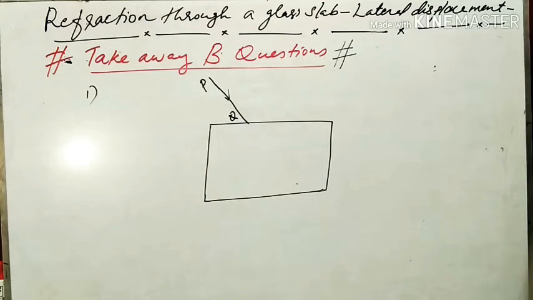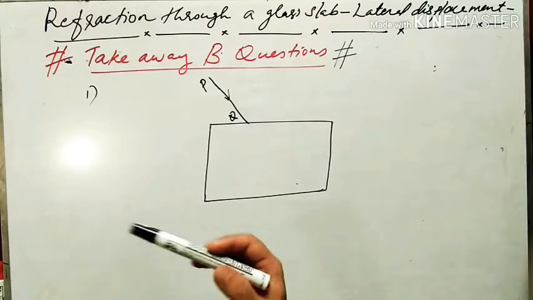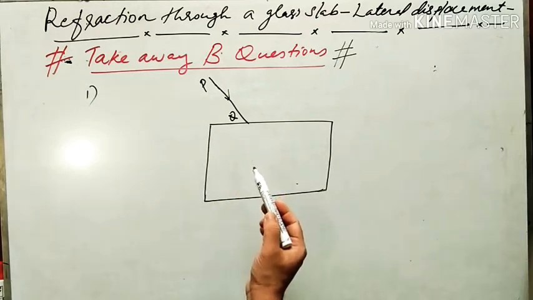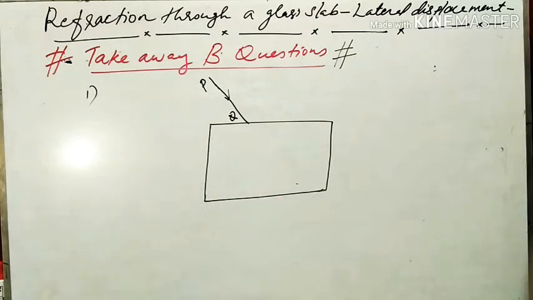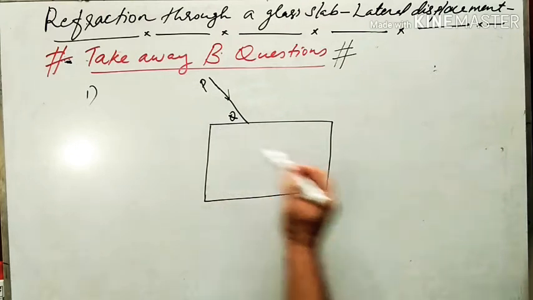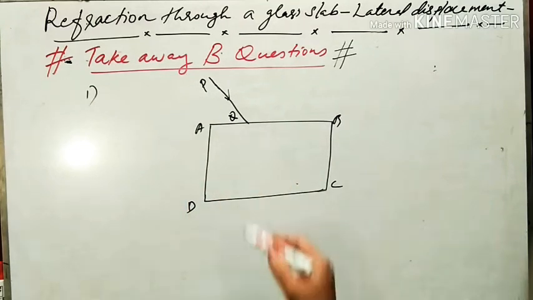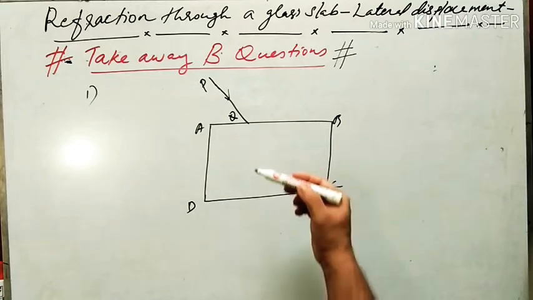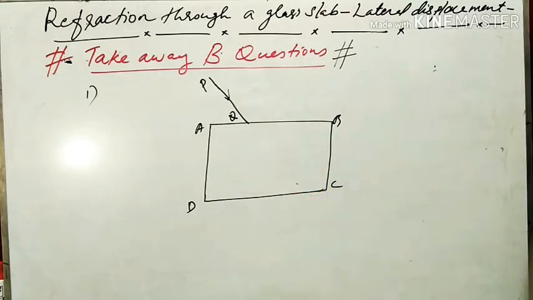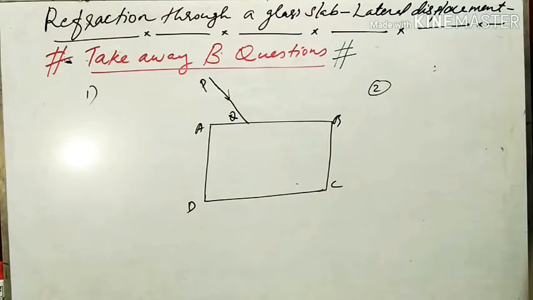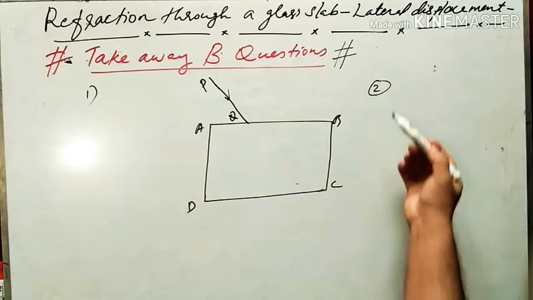Now let us discuss some board questions based on the topic we studied. You can see one of the board questions from 2010. This is a rectangular glass slab ABCD. PQ is the incident ray. It's an incomplete diagram. You are asked to complete the ray diagram showing the refracted ray and emergent ray. And second part, how are the angles I and E related to each other? So it carries 2 marks. The question has 2 subparts and it must carry 2 marks.